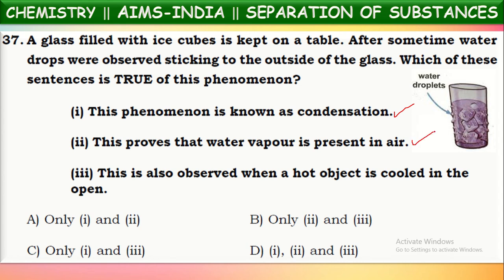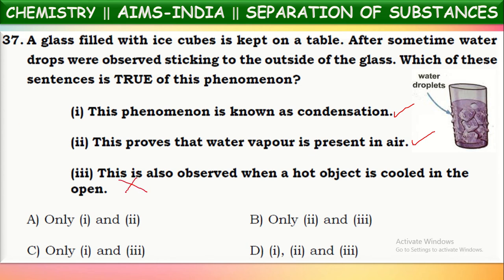Okay. Next, the third statement: this is also observed when a hot object is cooled. No, we cannot observe this. When a hot object is cooled, condensation may not happen there. Condensation happens only with cool objects. When a gaseous substance touches a cool object, immediately that vapor will be condensed. So this may not always happen.